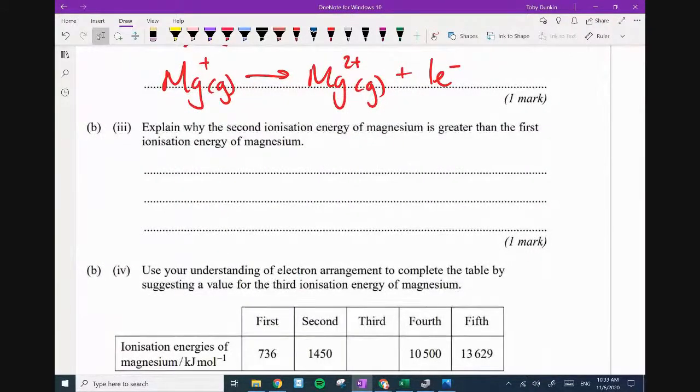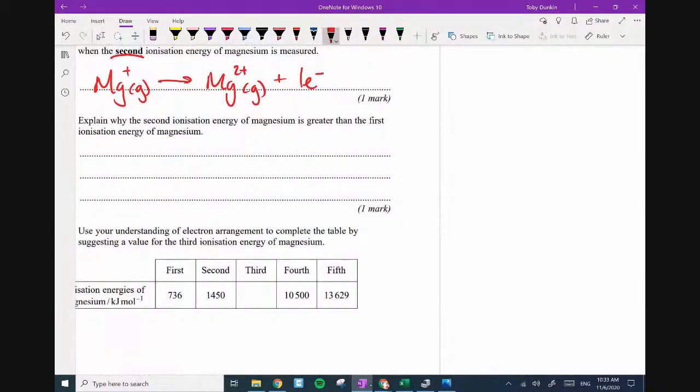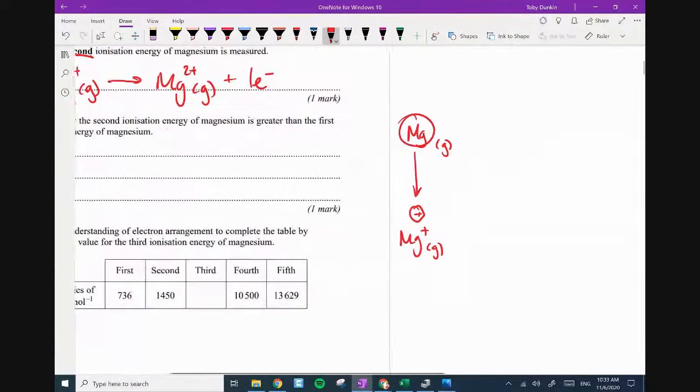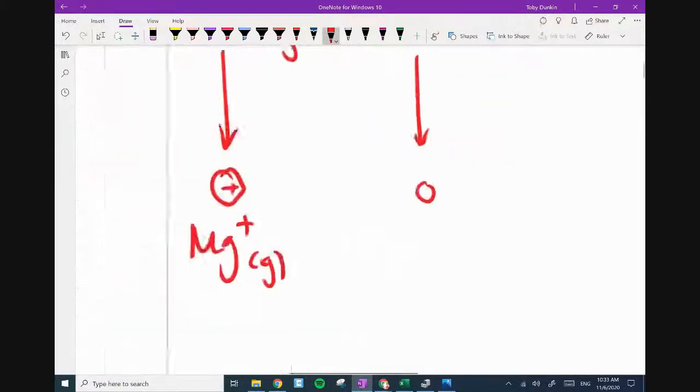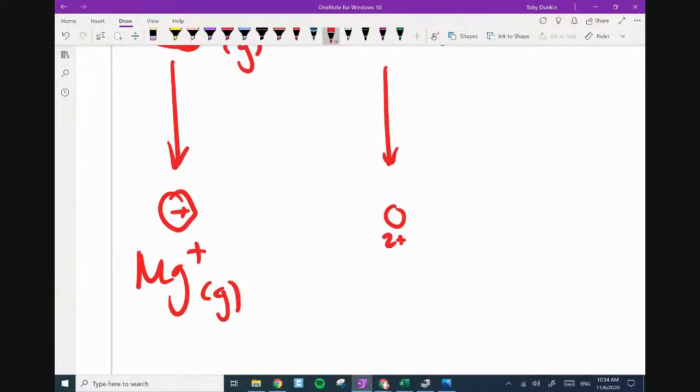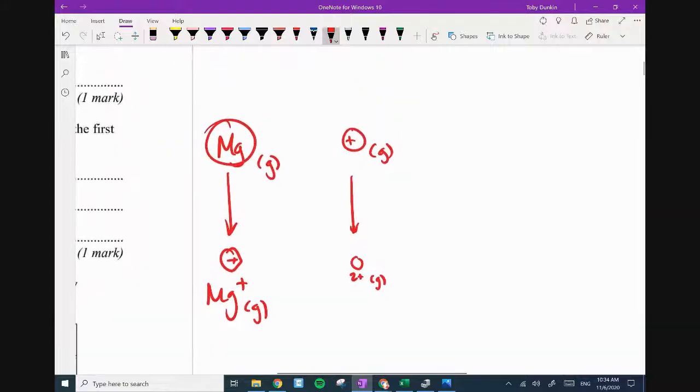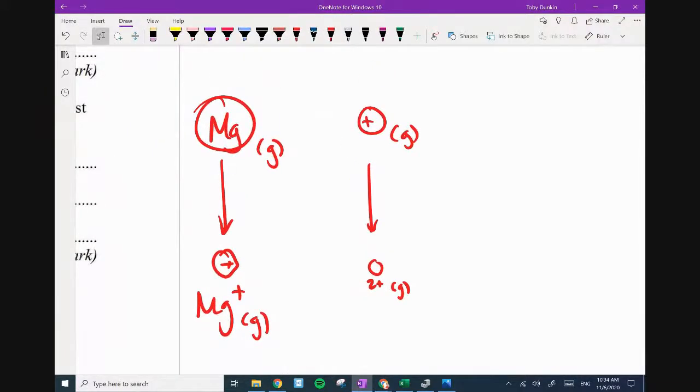Next, explain why the second ionization energy of magnesium is greater than the first ionization energy of magnesium. Right. So we are removing an electron from magnesium, no charge, and we're going to form magnesium 1 plus, Mg+(g). Notice the size change. When you remove an electron, you always shrink. Then we're going to go from Mg+(g) down to Mg2+(g).